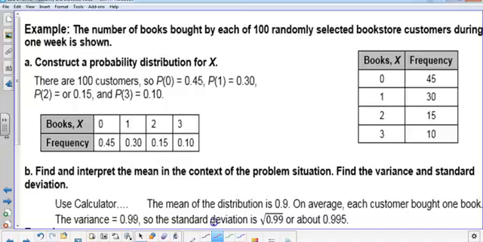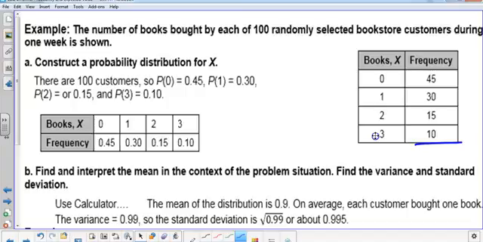All right, this question is on your paper. The first thing they did is they totaled the number of books bought by each of 100 randomly selected bookstore customers during 1 week. So they asked 100 random people who came in, how many books did you buy? 45 of them said 0. 30 said 1 book. 15 said 2 books. 10 said 3 books. Okay?